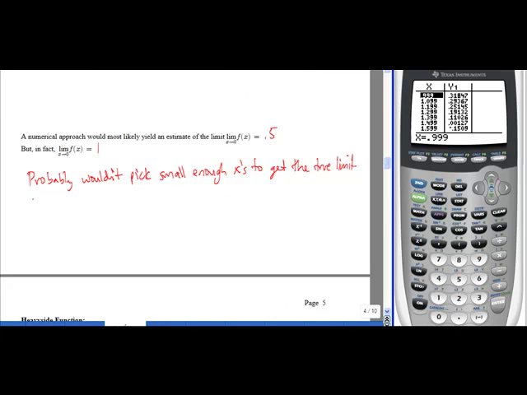If we were doing this graphically, we would also have issues. Because if we're doing this graphically, you probably wouldn't have zoomed in enough to see the whole graph and therefore get the right limit.